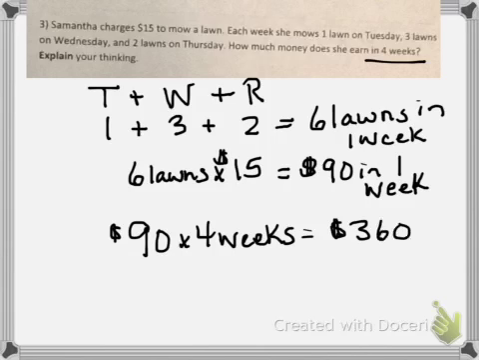And again, I'm out of space for the explanation, so our explanation could sound something like this. I added the number of lawns she mowed in 1 week, 1 plus 3 plus 2, and that gave me 6 lawns in 1 week. Then I multiplied the number of lawns times $15 to find out how much she made in 1 week. 6 times 15 is $90. Then it asks for how much she makes in 4 weeks, so I multiply $90 times 4 to get $360.